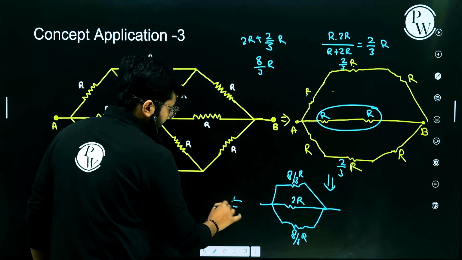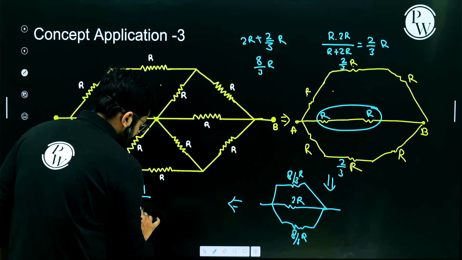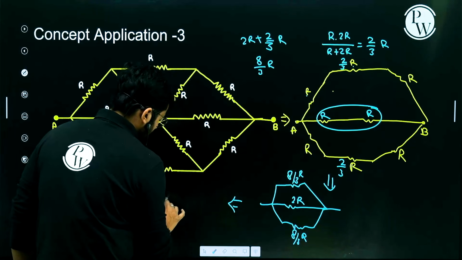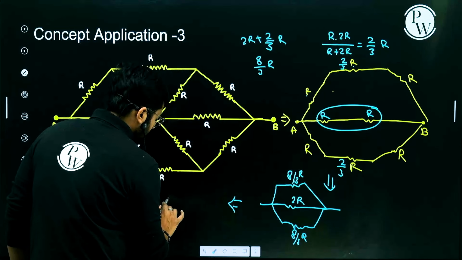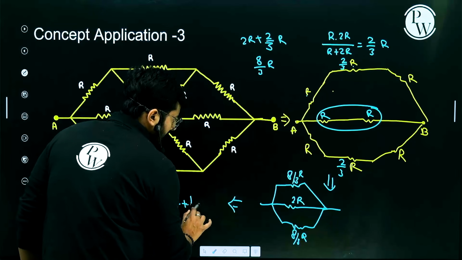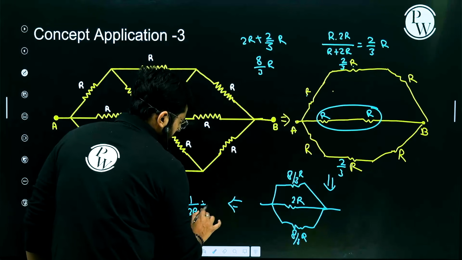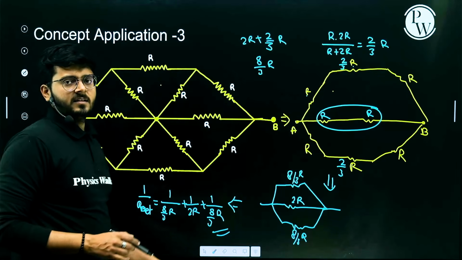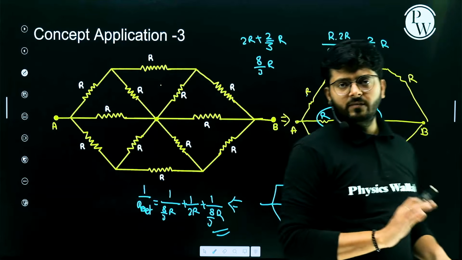I can simplify it. 1 upon R net is 1 upon R1, which is 8 by 3R, plus 1 upon R2, which is 1 upon 2R, plus 1 upon R3, right? Just solve it and you'll get the value of net resistance in this situation. I believe the idea is very, very clear.